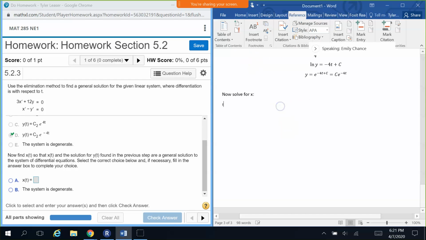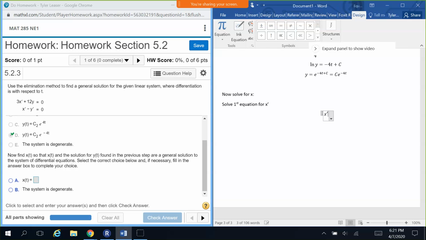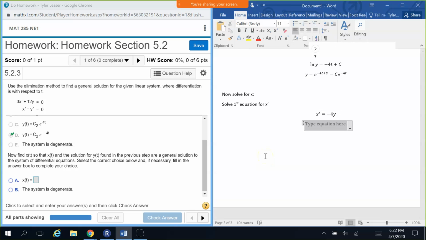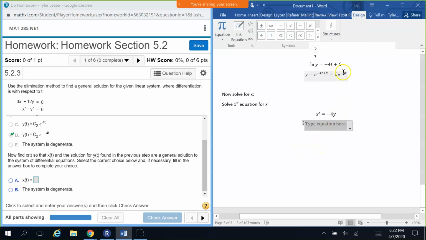All right, so everything I just said, what we're going to do is we're going to solve that first equation for x, I guess technically x prime. So we're going to get the x prime on one side, and then we're subtracting the 12y and then dividing by 3, so we're going to get negative 4y. But we already know what y is equal to because we've already solved for it. So we can just plug y into this and get x prime is equal to negative 4c e to the negative 4t.